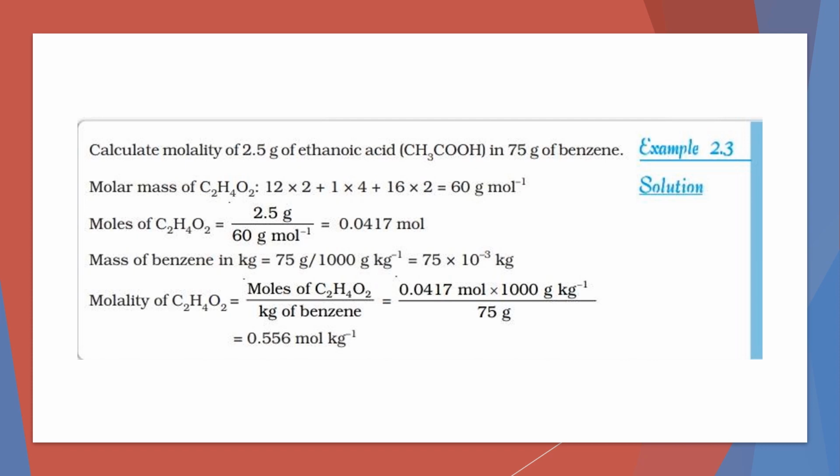Another numerical again from NCERT: calculate the molality of 2.5 grams of ethanoic acid in 75 grams of benzene. In molality, the formula is the number of moles of solute divided by the mass of solvent in kilograms. Here our solvent is 75 grams, and the weight of solute is 2.5 grams. For calculating the number of moles, we use the formula weight in grams upon molecular mass, that is 2.5 upon 60. This is the moles of ethanoic acid, and the mass of benzene in kilograms is 75 upon 1000, that is 75 into 10 raised to minus 3 kg. The molality is moles of ethanoic acid upon kilograms of benzene, which is equal to 0.556, right?